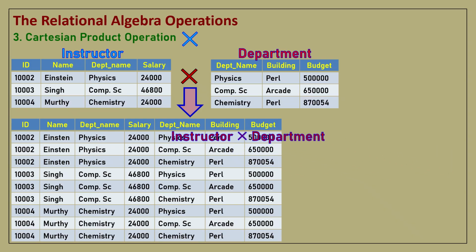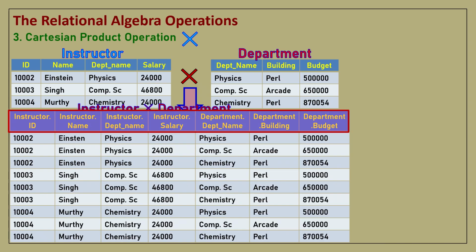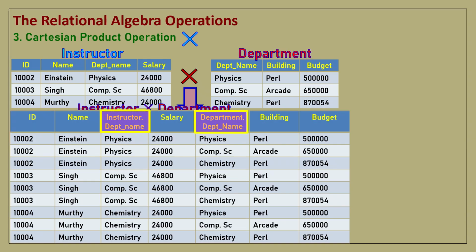You can observe in the relation, instructor cross department, that the attribute, department name, is repeated 2 times. One is from the instructor relation and the other is from the department relation. We may require a mechanism to identify both attributes separately, so we qualify attributes in the Cartesian product with their relation name using the dot operator, as shown in the example. Some may choose to qualify only those attributes which have the same name in each relation, as shown in the example.